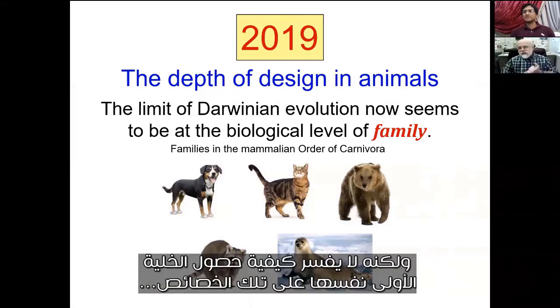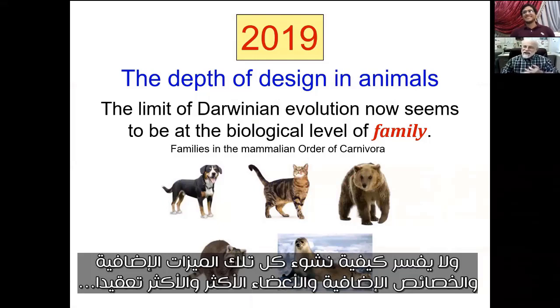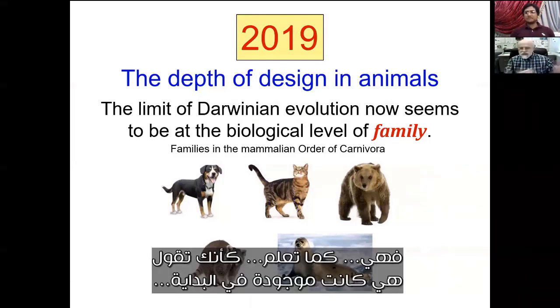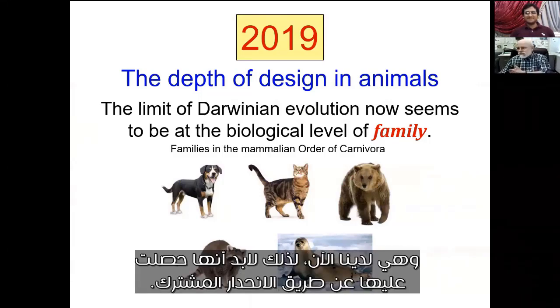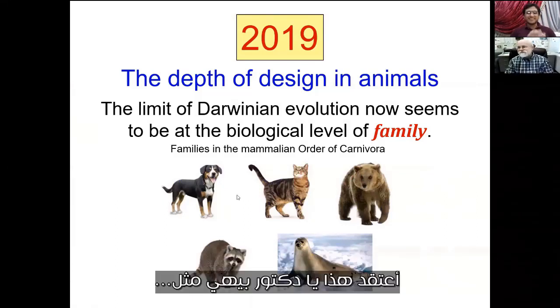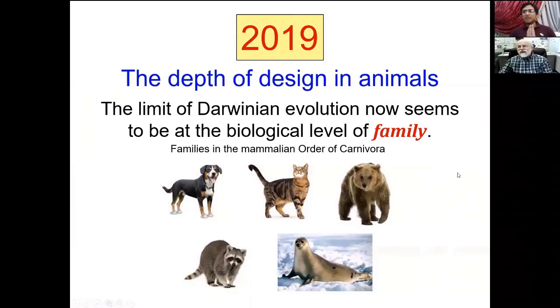But it doesn't explain how that first cell got those properties, and it doesn't explain how extra features, extra properties in more and more complex organisms arose. It kind of just says, they were there in the beginning and we have them now, so it must have been by common descent. I think this is like Dr. Behe. So anyway, sorry to interrupt.